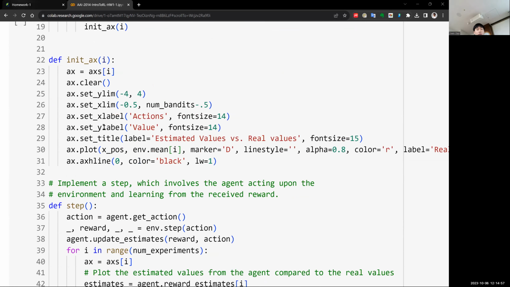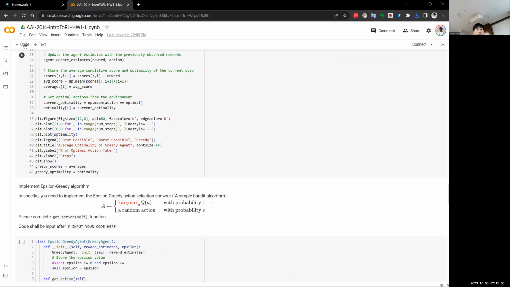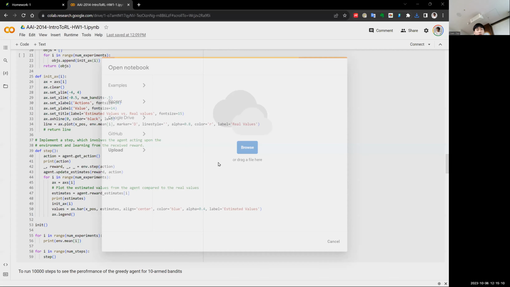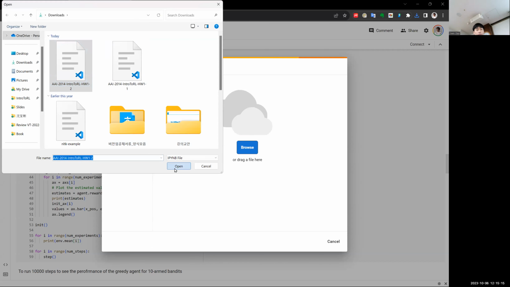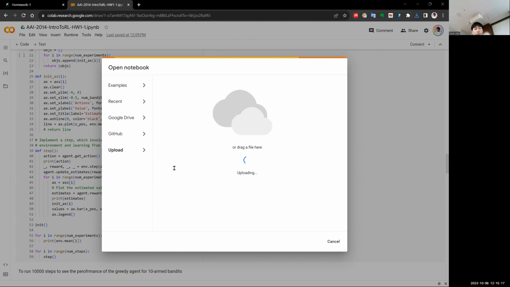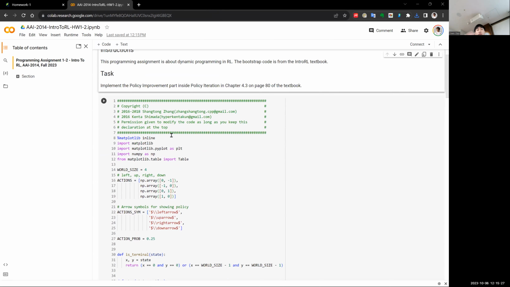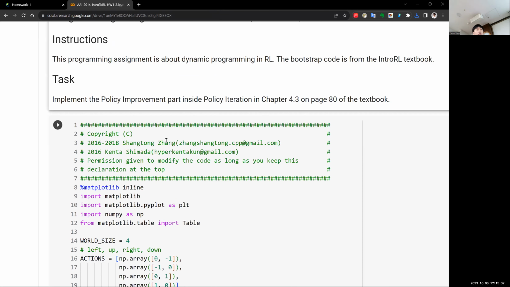The second one is, similarly, we upload here again. Upload the notebook, browse. The second one, which is here, is a little bit different. Actually the bootstrapping codes are from the textbook. But in the textbook, they only implement the value iteration and the policy iteration. So we also need to do the improvement.